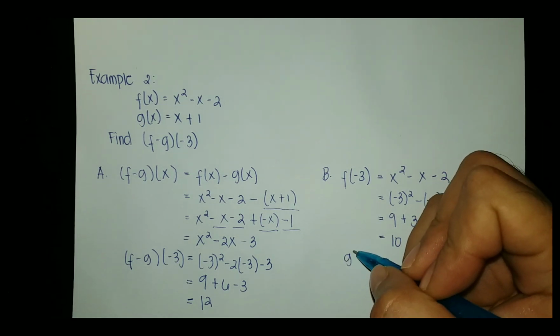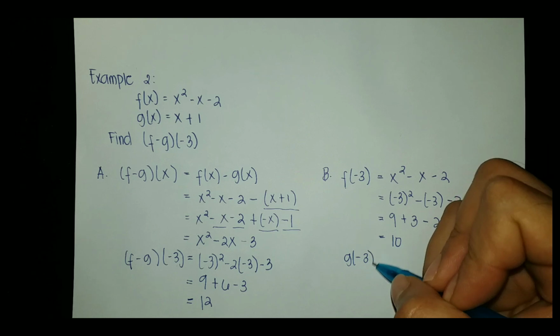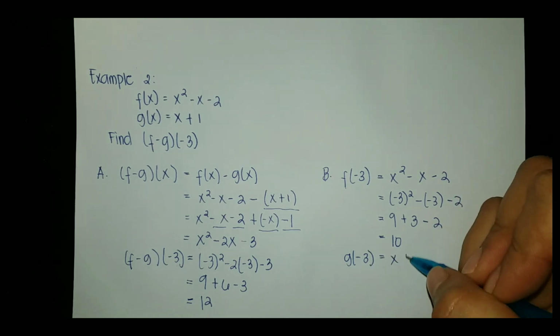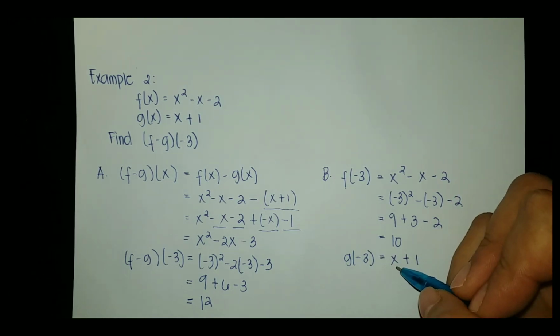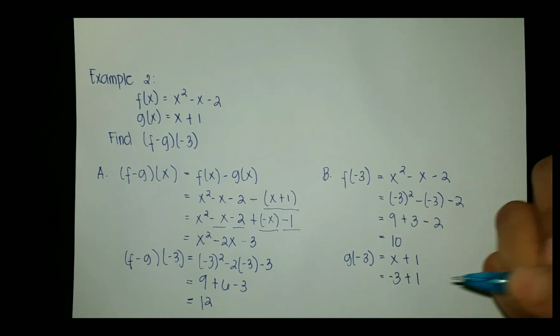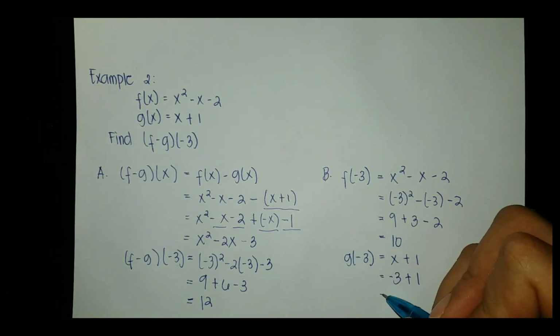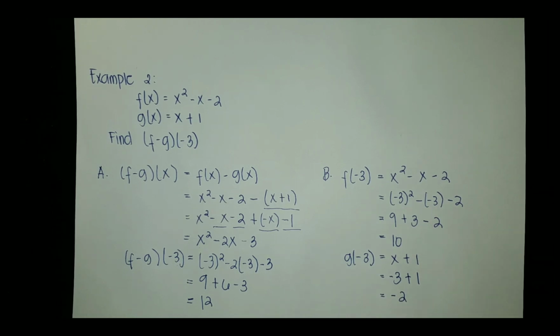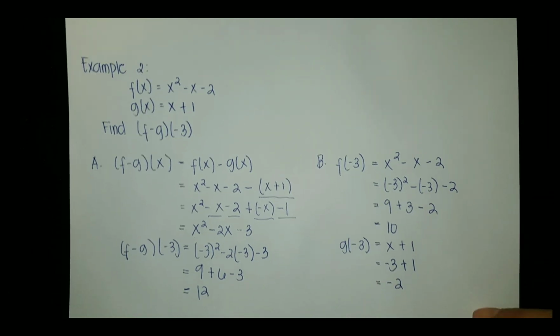Then find g of negative 3. So that is x plus 1. Then change x with negative 3. So that is negative 3 plus 1. Negative 3 plus 1 is equal to negative 2.